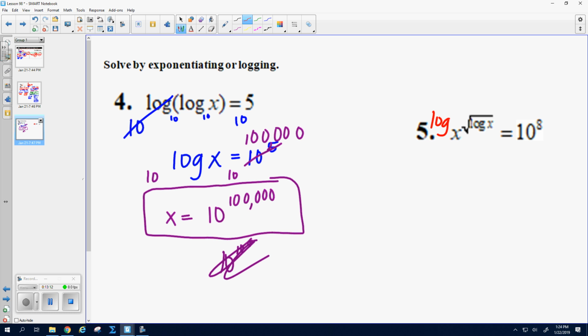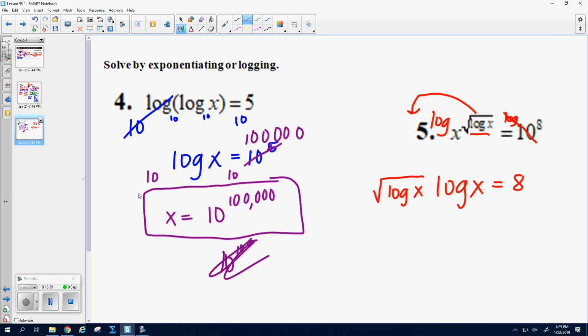So I'm going to go ahead and put my log, squeeze it into the front there. What can I do with this? Yeah, you can move it to the front, so that is helpful. So I have the square root of log x, and then I still have a log x here. On the right-hand side, this is lovely. This cancels, and I get an 8.